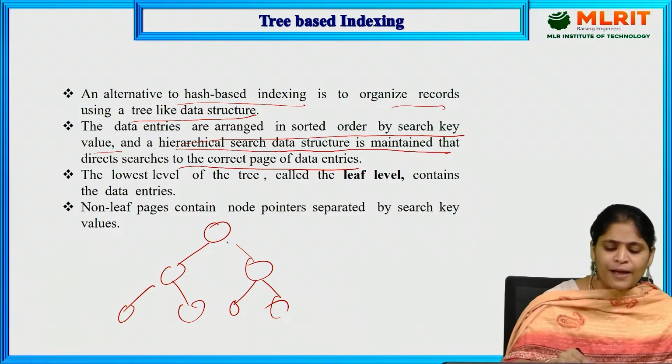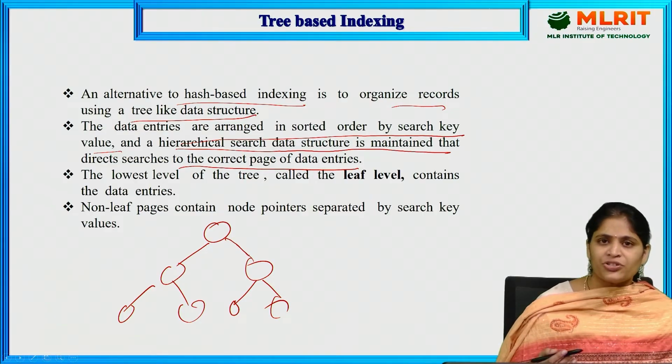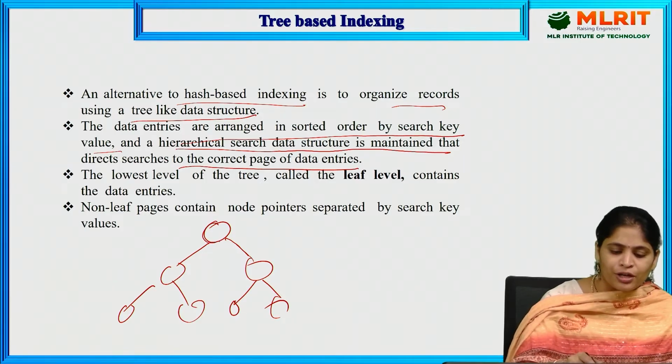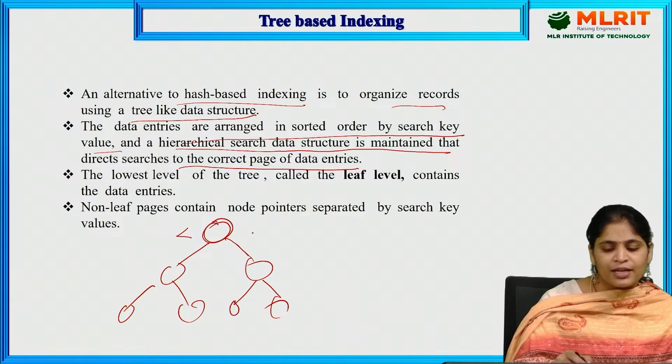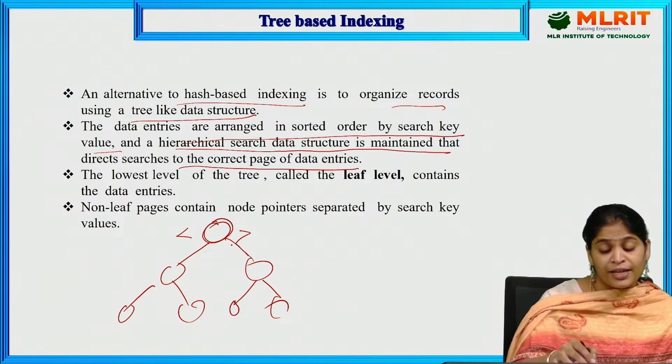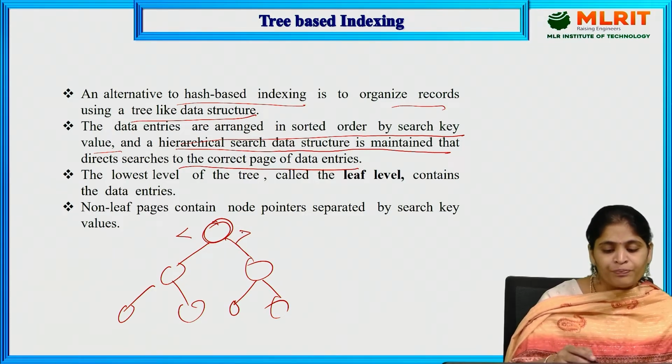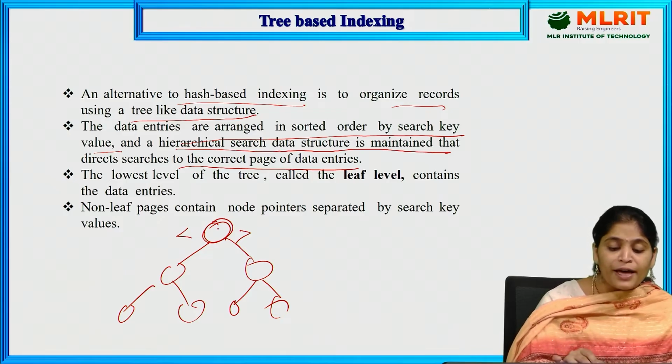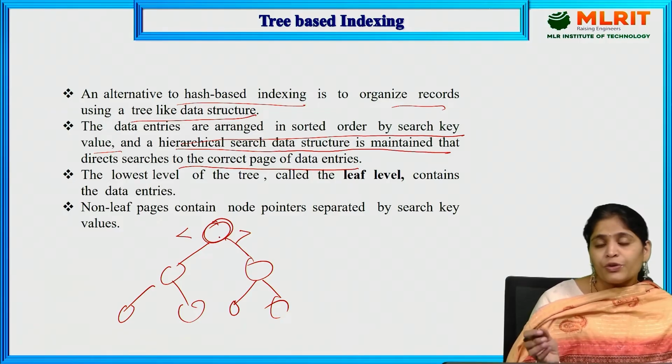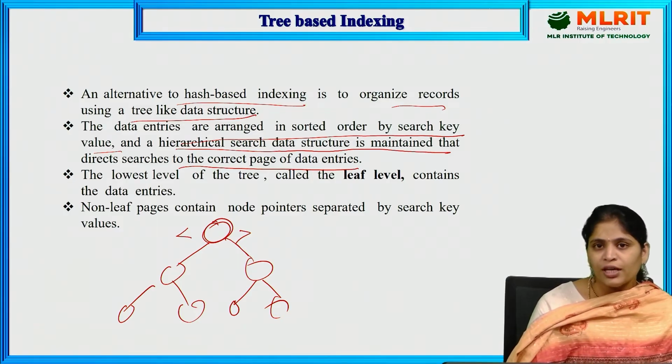So, let us take for example a B plus tree or B tree. Here we keep the records in a sorted manner. This is the root node. The left side of the root node will always be less than, and the right side will be greater than. In this manner we insert, or store, the records.